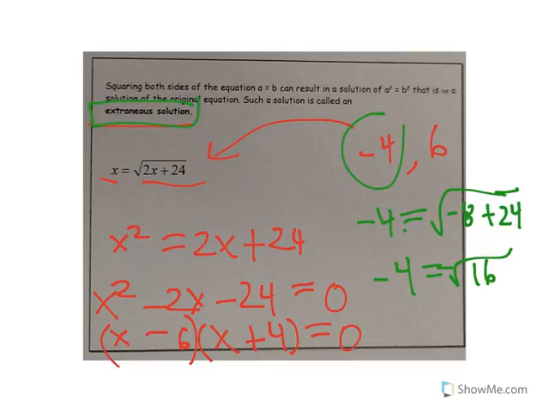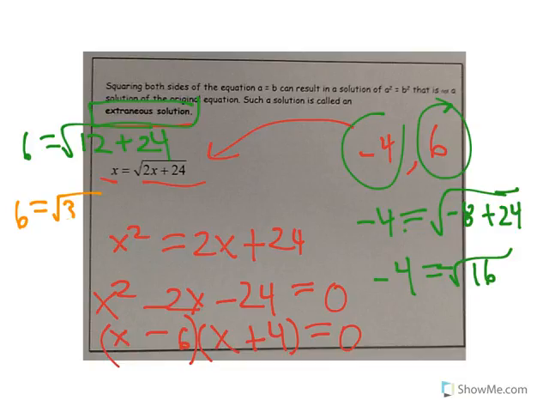So this is why it's important to plug each of these in there. When you plug 6 into there, you end up with 6 is equal to 2 times 6, which is 12, plus 24. And that actually works because it will end up being 6 is equal to the square root of 36. So that's true. So this one here is the true solution. This one here is an extraneous solution, one that does not work.